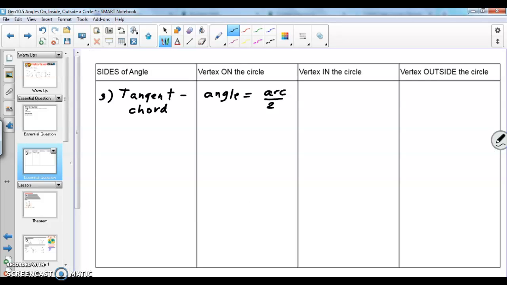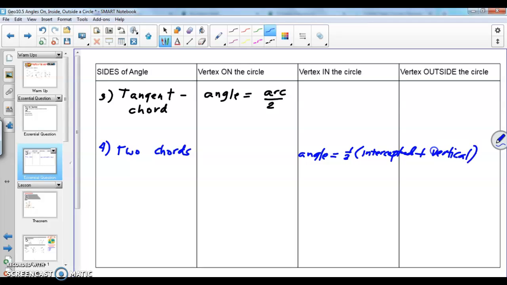Okay, so let's write down what we learned. For number 4, it's formed by 2 chords. And the vertex of the angle is inside the circle, right? So to find the measure of the angle, you get 1/2 times the measure of the intercepted arc plus vertical.